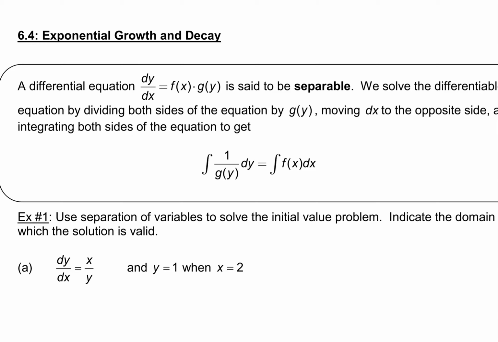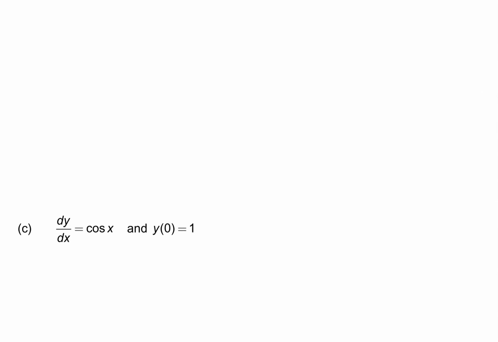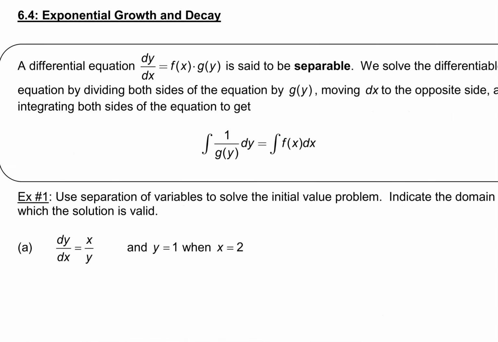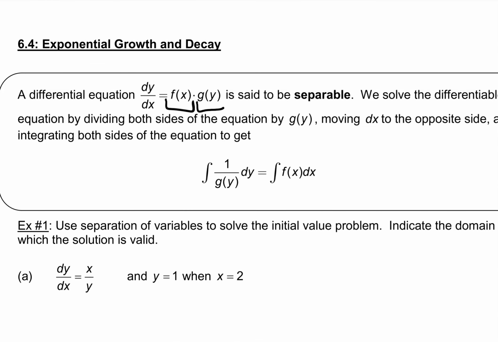Okay, so a differential equation, dy/dx equal to f(x) g(y), is said to be separable. Notice that this kind of looks like what we've been doing before. The difference is that previously I had a differential equal to a function in x. Now, in 6.4, we have both a function of x and a function of y. That's why it's separable.